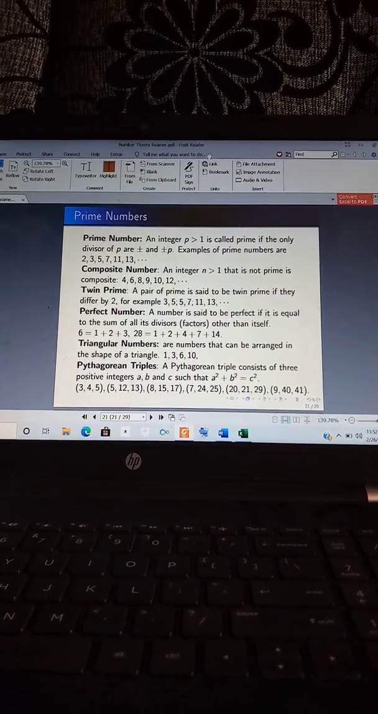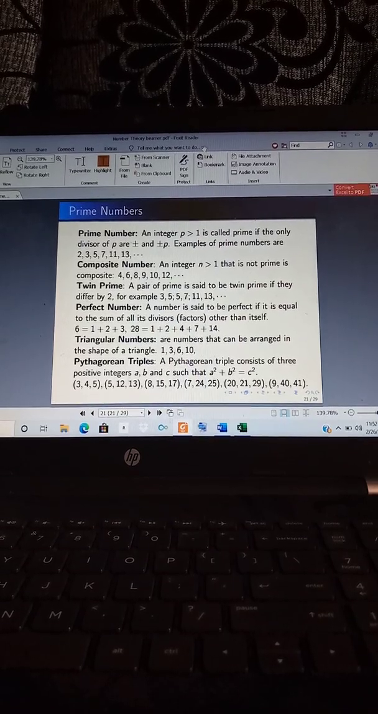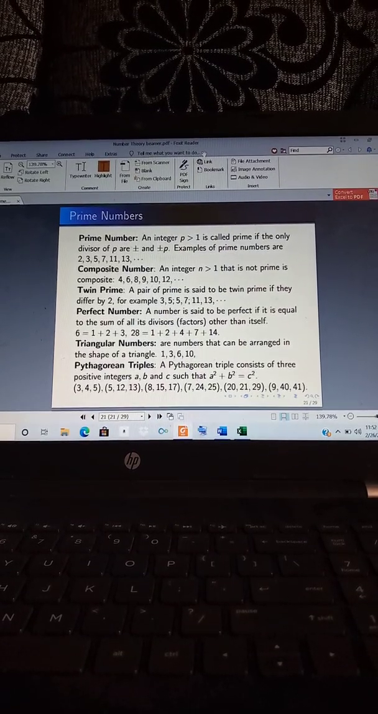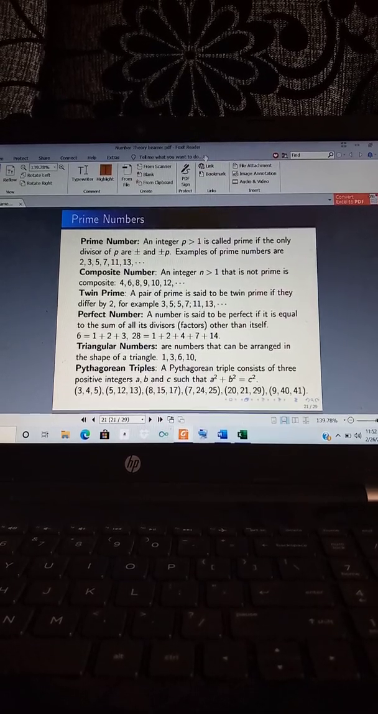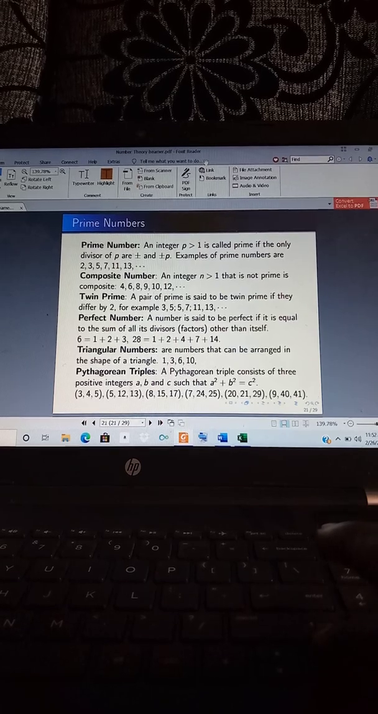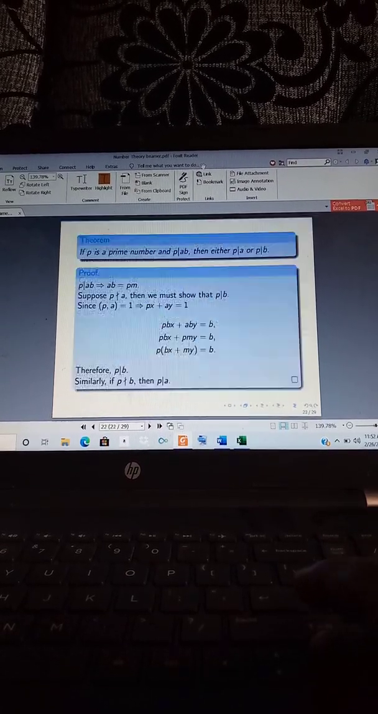Pythagorean triples. A Pythagorean triple consists of 3 positive integers a, b, and c such that a squared plus b squared equals c squared. For example, 3 squared plus 4 squared equals 5 squared. 5 squared plus 12 squared equals 13 squared.